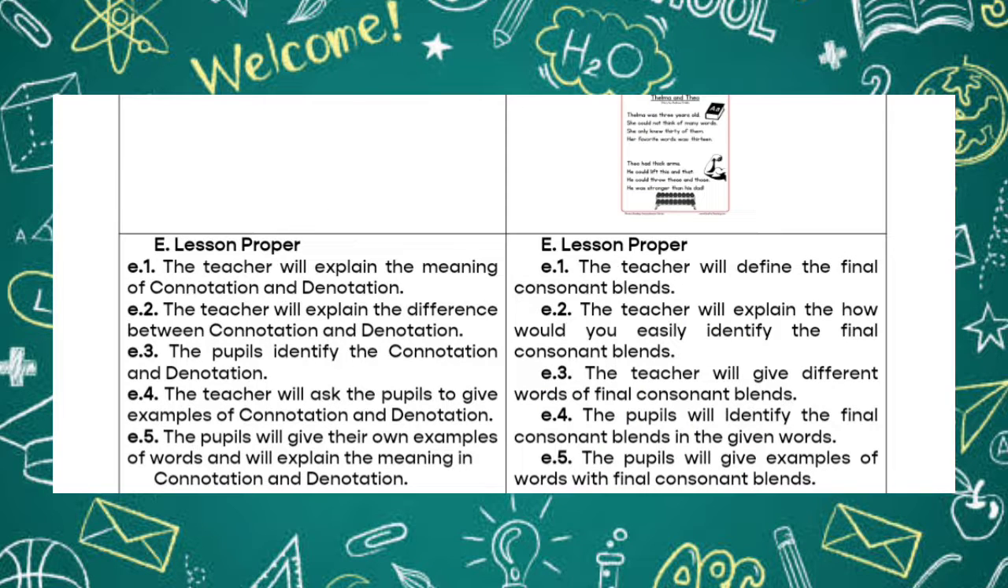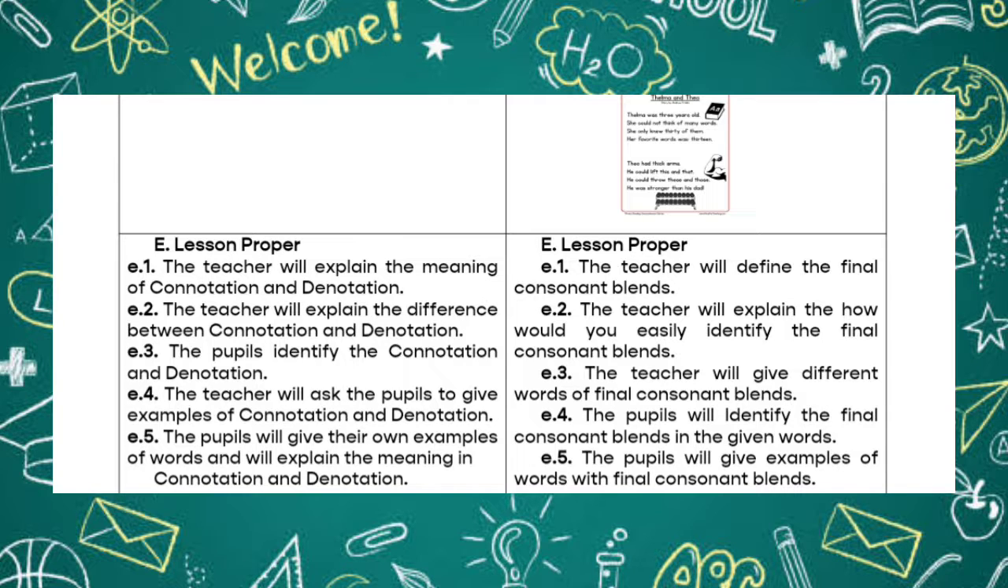The lesson proper in the grade 4 column. E1: the teacher will explain the meaning of connotation and denotation. E2: the teacher will explain the difference between connotation and denotation. E3: the pupils identify the connotation and denotation. E4: the teacher will ask the pupils to give examples of connotation and denotation. E5: the pupils will give their own examples of words and explain the connotation and denotation meanings.